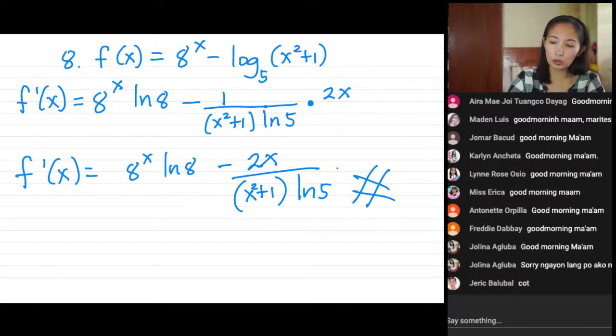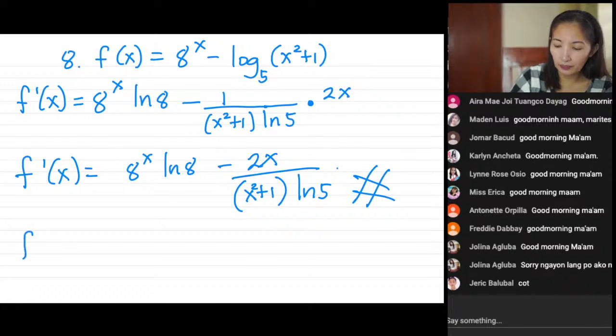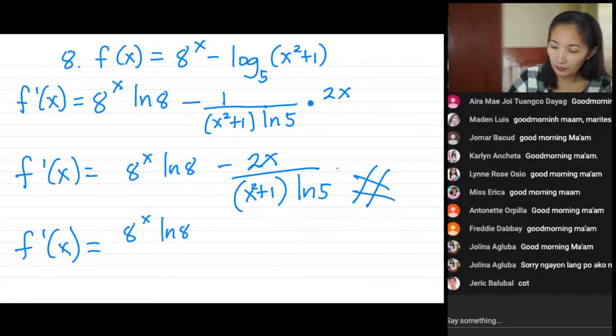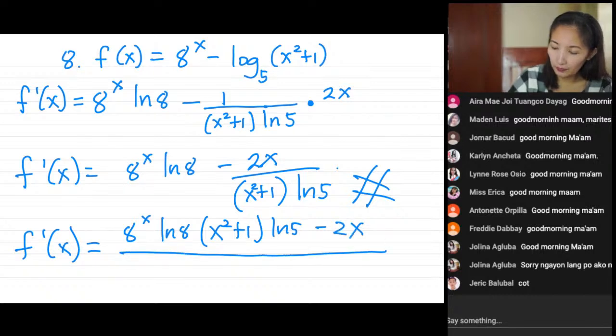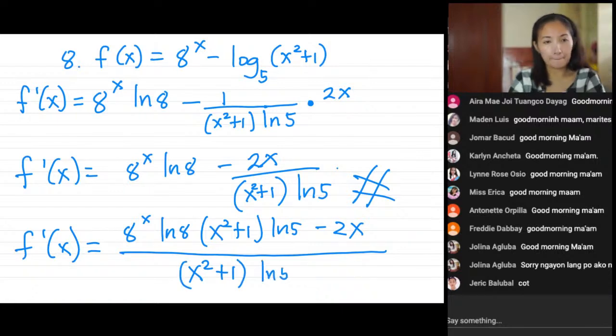Or should you wish to put them together, then f prime of x is equal to 8 raised to x, natural logarithm of 8, times x squared plus 1, natural logarithm of 5, minus 2x, all over x squared plus 1, natural logarithm of 5.